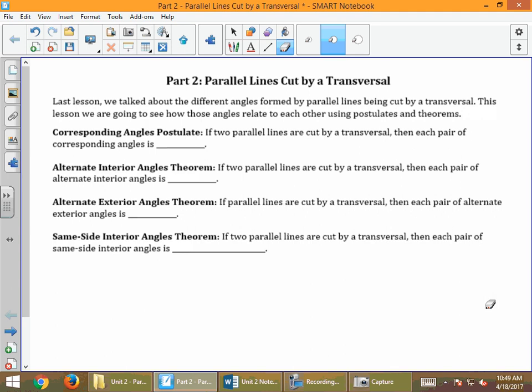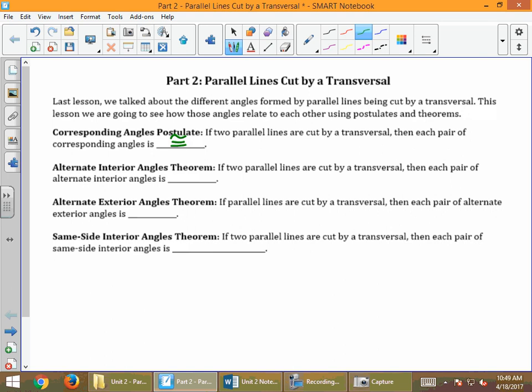That's the corresponding angles postulate. And that's just saying that if two parallel lines are cut by a transversal, then the corresponding angles are congruent. And the equal sign with a squiggle means congruent. And remember, corresponding angles are the ones that sit in the same corner, like we talked about in part 1.